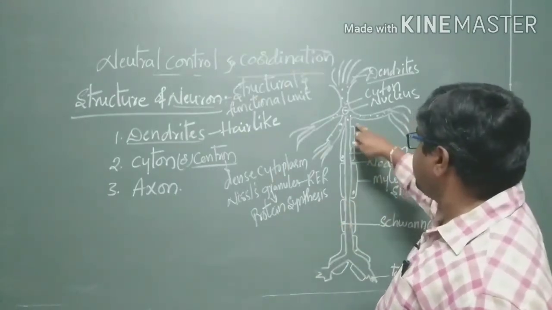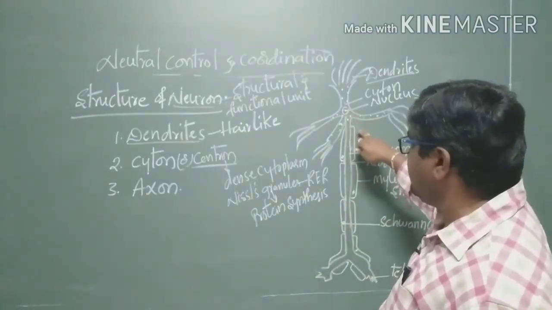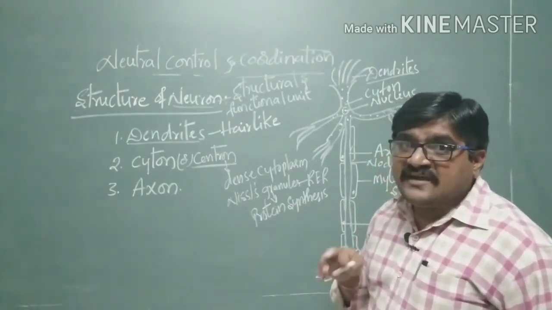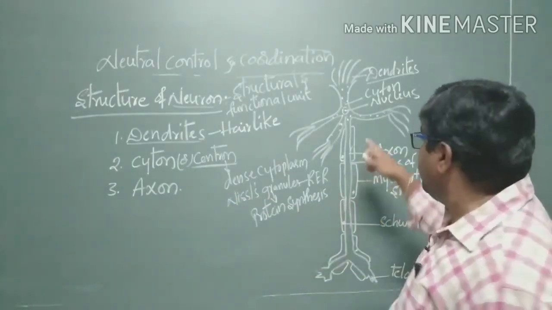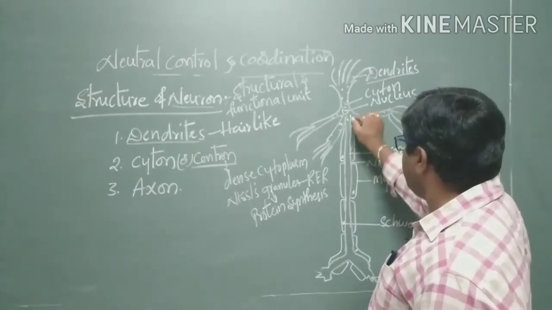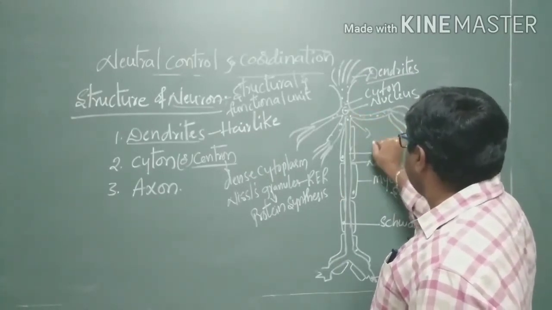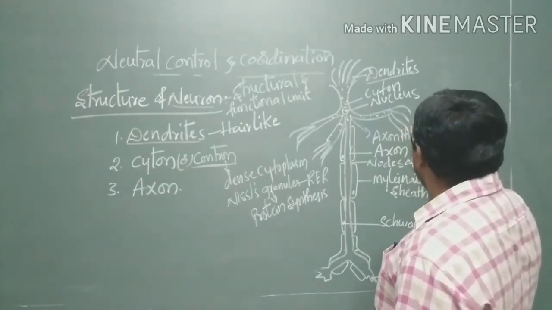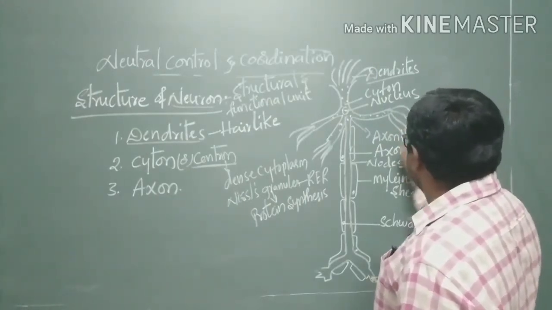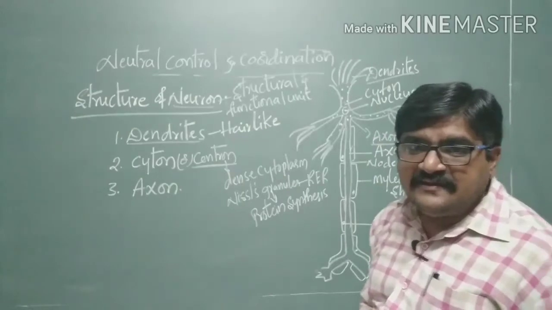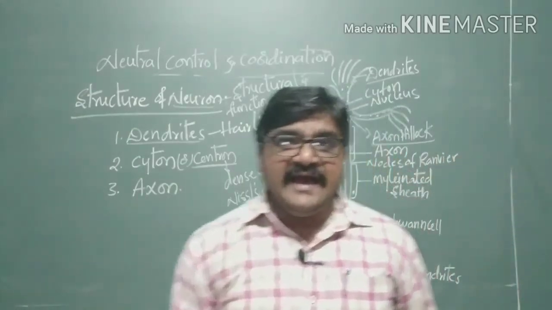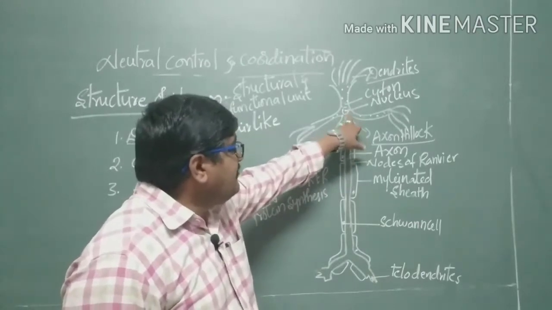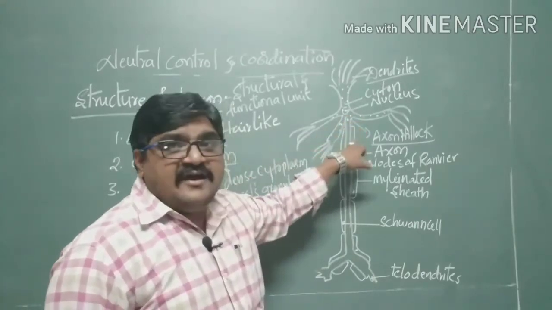Next, the cyton is connected to the next region called the axon. The cyton is connected to the axon at a region called the axon hillock. What does axon hillock mean? It is the region where the cyton is connected to the axon.